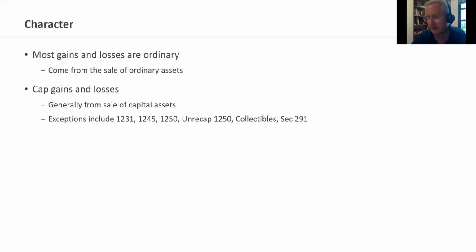Most gains and losses are in fact ordinary because they come from the sale of ordinary assets. Capital gains and losses generally come from only the sale of capital assets. And this exact blurb that we're looking at now was a blurb we looked at in Chapter 7. And I said, don't worry, eventually we're going to get to 1231, 1245, 1250, and these other things. Congratulations, here we are, I guess a whole week later. Wow, so much time has gone by.